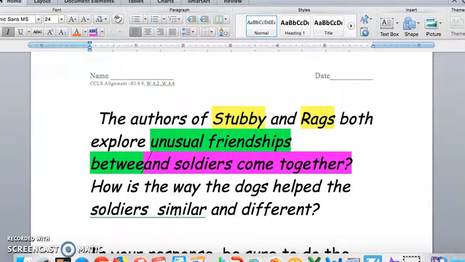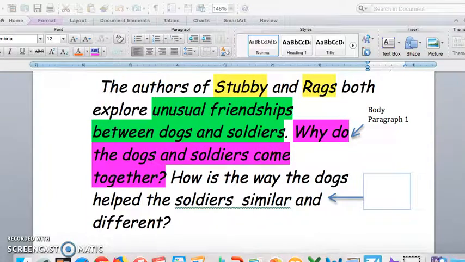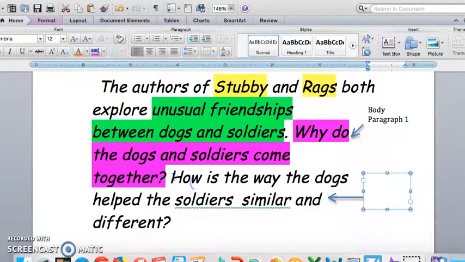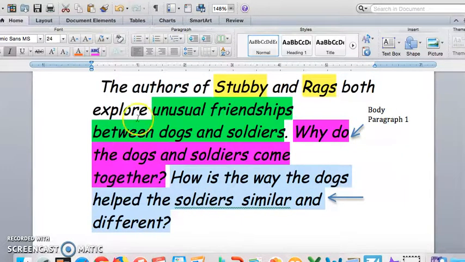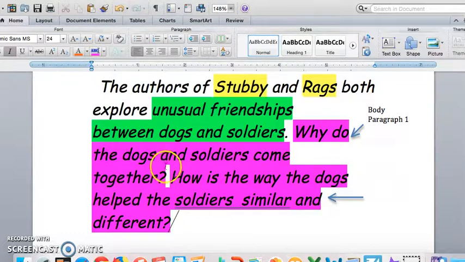Oops. Okay, wait, let's stop. So let's continue. And now let's move on to the next question. This next question is, how? How is the way the dogs help the soldier similar and different? Alright, so far I know that in Stubby and in Rags, there's going to be a dog and a soldier that comes together. I want to find out why. Then the second question is, how is the way the dogs help the soldiers similar and different?